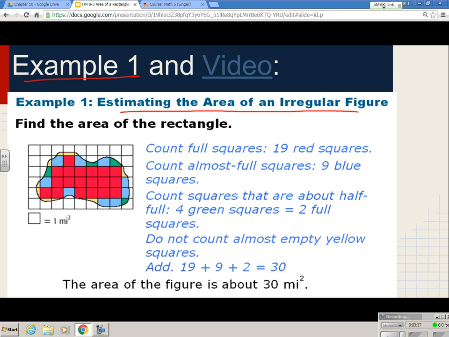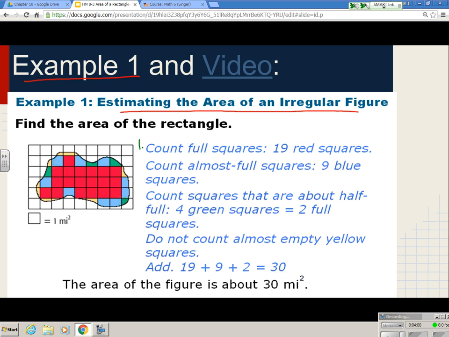Sometimes you get shapes like this, real life shapes. So how do you find the area? Well, you have to look at all these parts as what they are. So the first counting you're going to do, and you do want to write this in your notebook, are the full squares. To make it easy, we colored the full squares red.